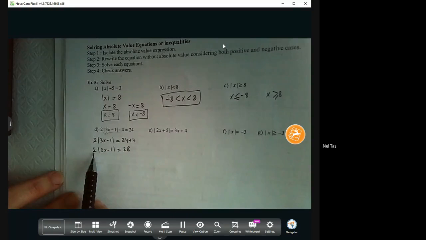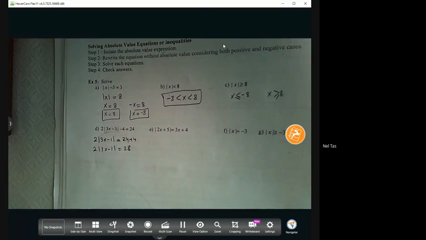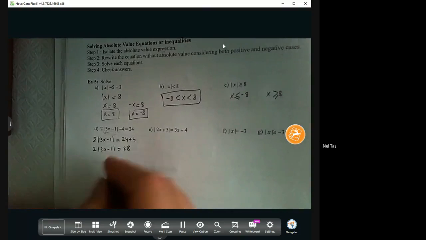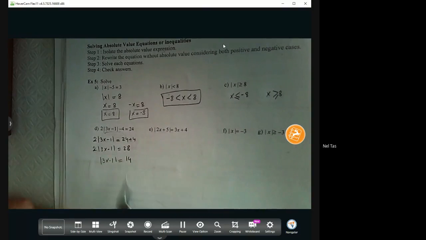Now let's get rid of 2. Think of this 3x minus 1 as a single variable. Let's say just think of it as an x or something, and then isolate it that way. So the same steps are applied. Now we need to divide both sides by 2. 3x minus 1 equals 14. Now we finished the first step. We isolated the absolute value expression.